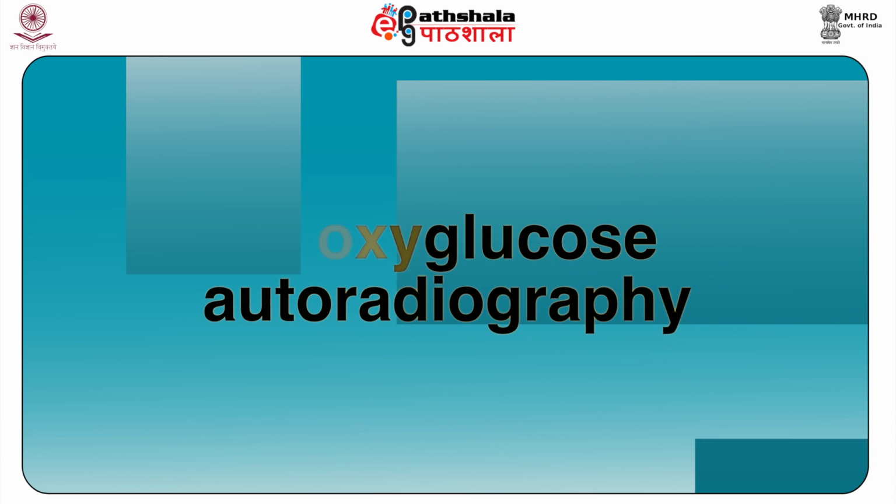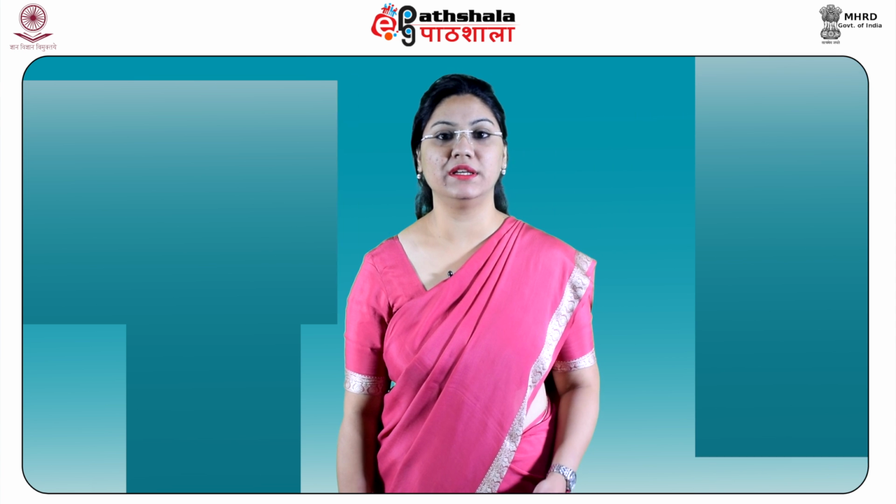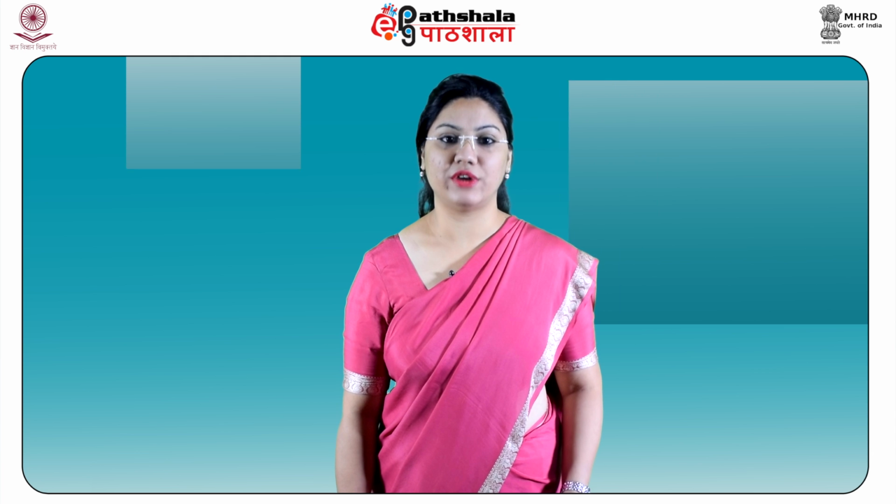Deoxyglucose autoradiography. An example of anterograde labeling is the method of deoxyglucose autoradiography. In this method, radioactively tagged glucose is injected into a part of the brain. It is taken up by the cells, but it cannot be metabolized. So, it leaves its trail of radioactivity, which shows the path that it had taken.